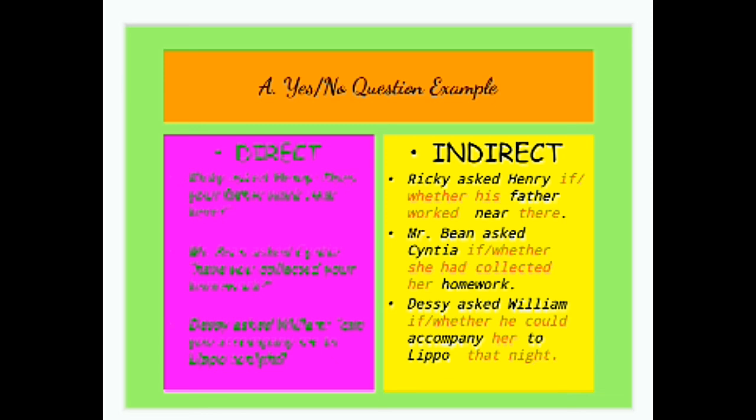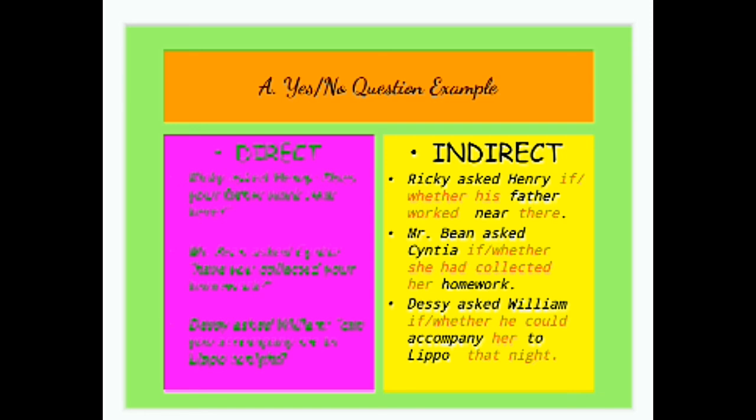Here Raki asked Henry, does your father work near here? So here Raki asked Henry if or whether his father worked near there. So here we have to use if or whether for the yes or no question. And the next, Mr. Bean asked Cynthia, have you collected your homework? So Mr. Bean asked Cynthia if or whether she had collected her homework.